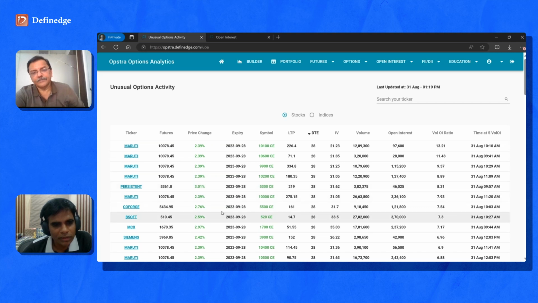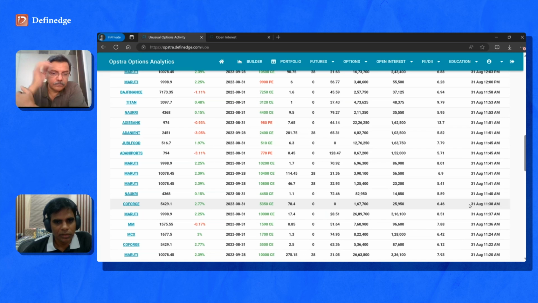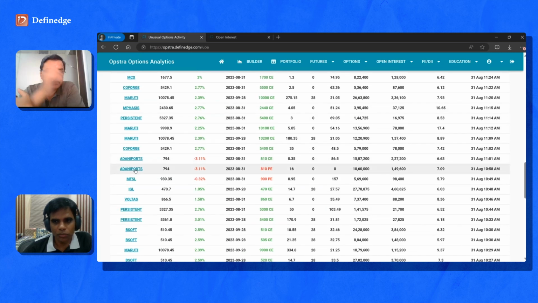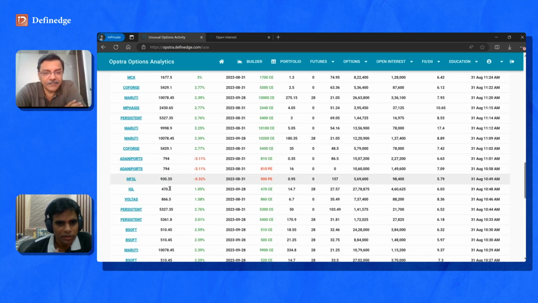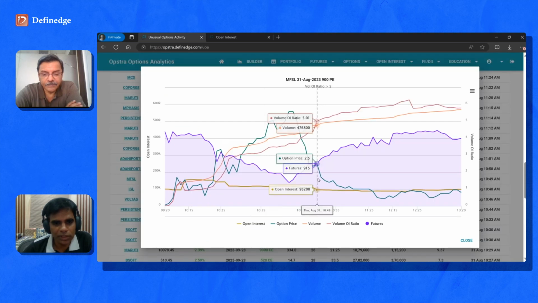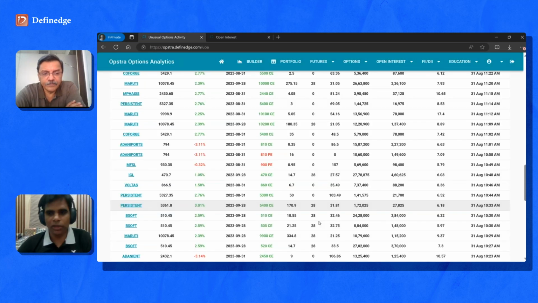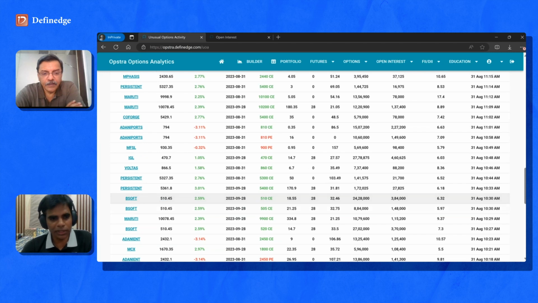Correct. Okay. So let's look at some put options, let's say. Adani puts, but it's happened in both of them, so maybe it's not that useful. MFSL 900 put. MFSL, nothing. Came much later. Okay. All right. Anyway, so basically you'll get multiple entries.